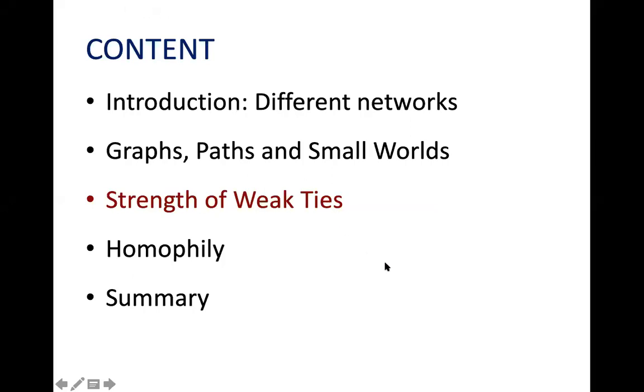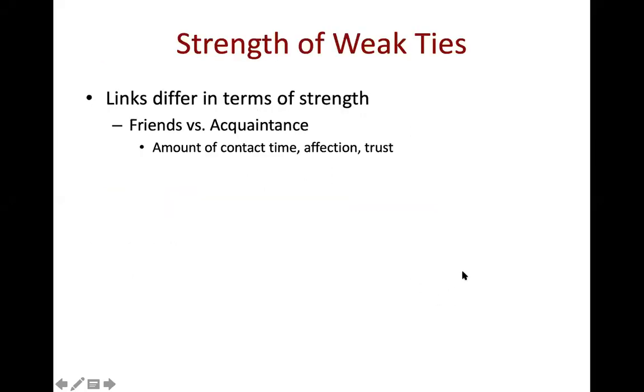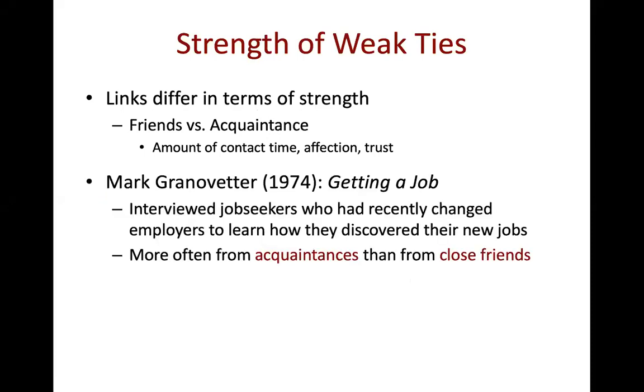Okay, let's continue and talk about strong and weak ties. So links are different in terms of strength, and you can define this difference. So for example, friends versus acquaintances. So maybe the amount of time you spend, affection, trust, etc. You know this in real life, so this is not really a secret for you.